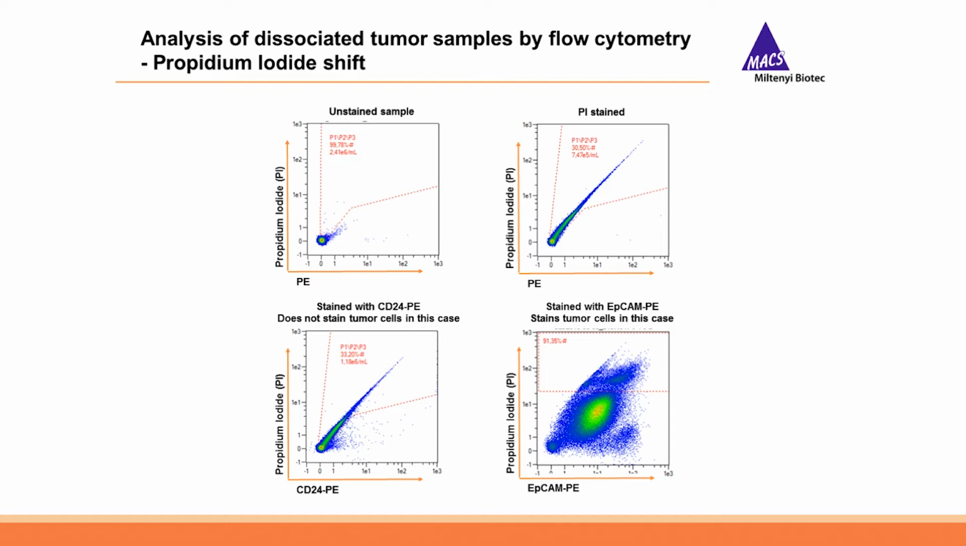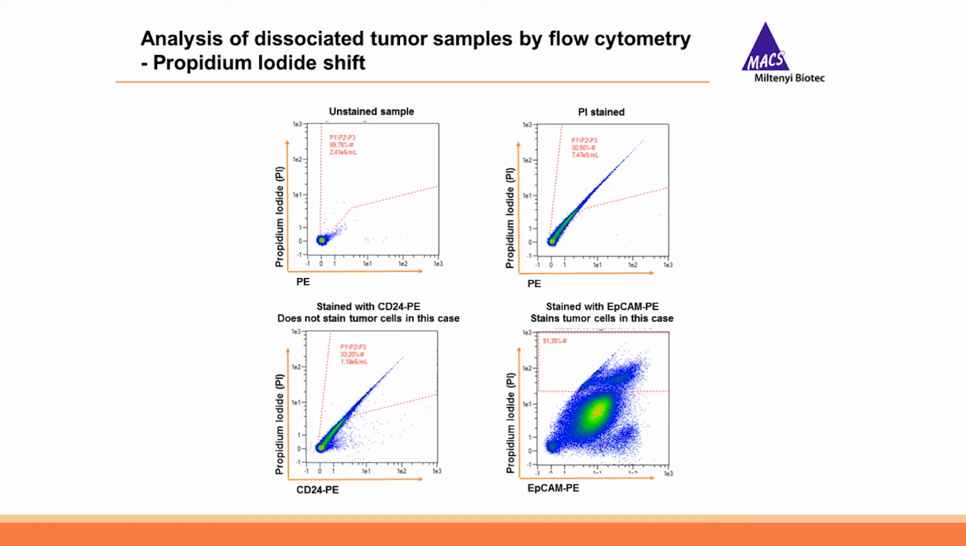If you combine that with an antibody such as CD24 PE, which does not label the tumor cells, you still see about 30% viability. However, now if you stain the tumor cells with a PE antibody, like EpCAM PE in the lower right-hand side, you clearly see that you have three populations of viable cells, but also two populations of dead cells.